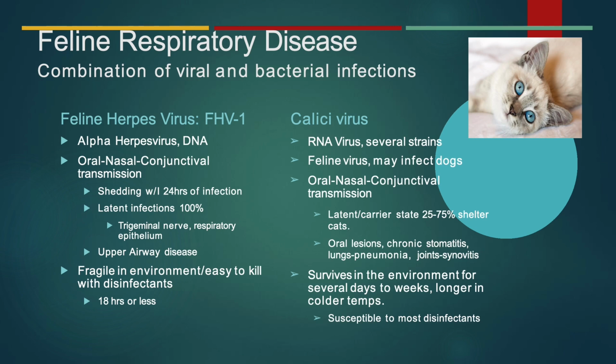Calici is very similar. It's an RNA virus. Lots of different ones out there. The feline one can infect dogs, but dogs don't get very sick by it. Same oral nasal conjunctival transmission. But these guys, they can hold on to it for a while as well. So it can hang out in basically 25 to 75% of shelter cats, especially if they're co-housed.